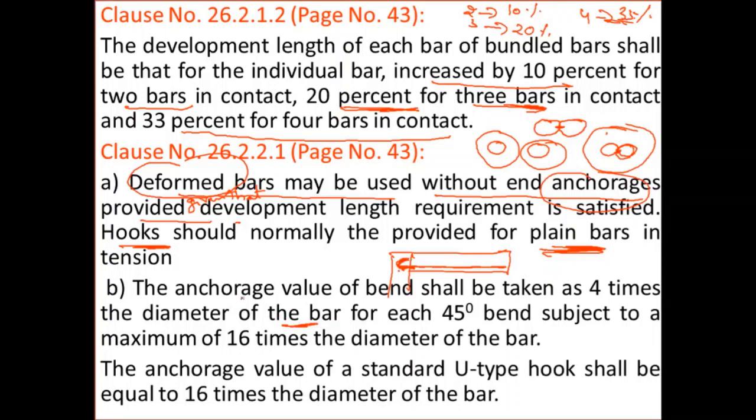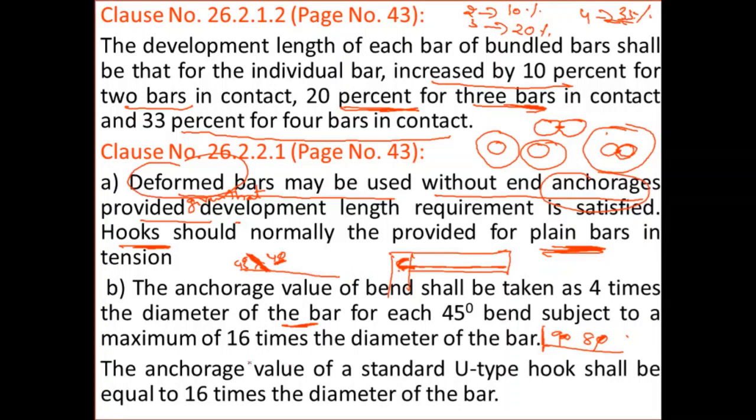Now, the anchorage value of a bend shall be taken as 4 times the diameter of the bar. If it is a bend of 45 degrees, that means instead of keeping the bar straight, you have placed the bar at an angle of 45 degrees, then the equivalent anchorage length will be 4φ. If you make a 90 degrees bend, then it will be 8φ. So for each 45 degrees bend, the anchorage value is 4φ.